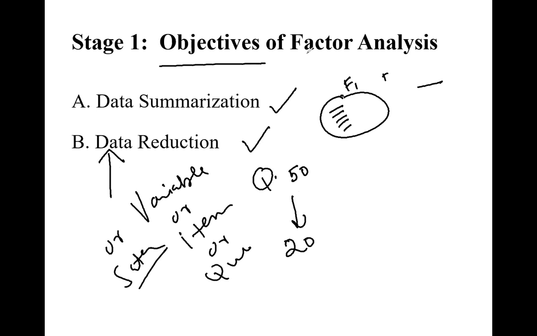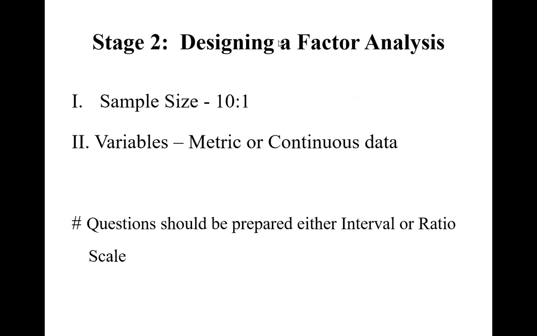Now the question is, what should be the sample size? Suppose you are taking 50 questions from previous research papers, going through the literature review, and you identify the 50 questions and want to know the prominent factors through EFA. What should the sample size be? The sample size should be 10:1, meaning 10 times the number of questions or variables. So your sample size should be 500. If you are taking 30 questions, your sample size should be 10 times, meaning 300.